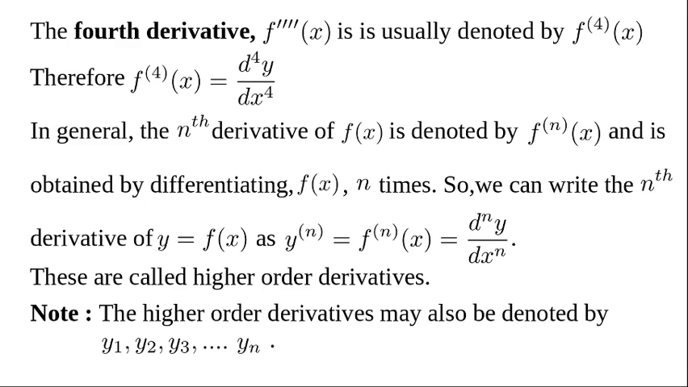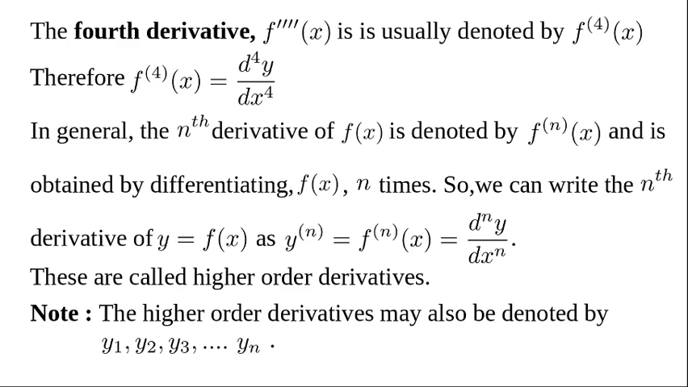The fourth derivative f four dashes of x is usually denoted by f power 4 of x. Therefore, f power 4 of x is nothing but d raised to 4 y upon dx raised to 4. In general, the nth derivative of f of x is denoted by f power n of x and is obtained by differentiating f of x n times. So we can write the nth order derivative of y equal to f of x as y power n equal to f power n of x equal to d raised to n y upon dx raised to n. These are called higher order derivatives.